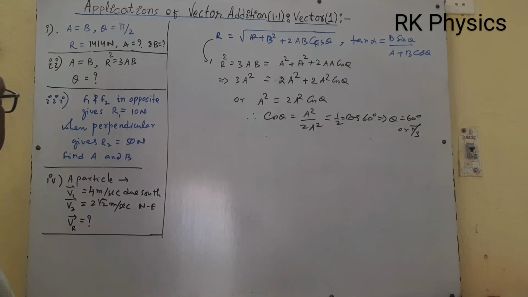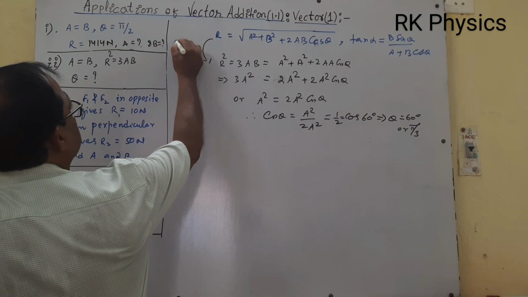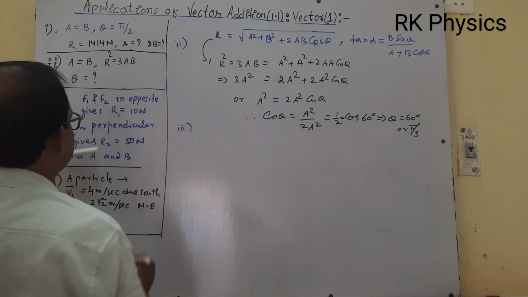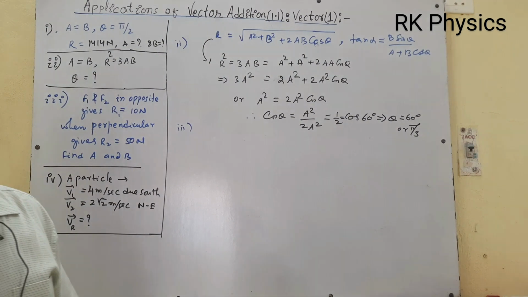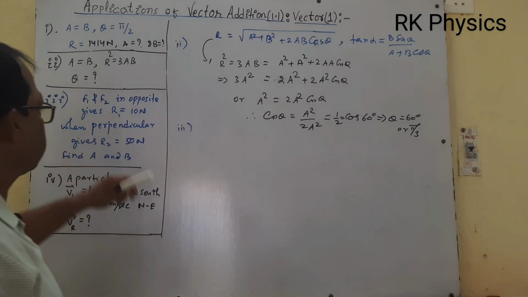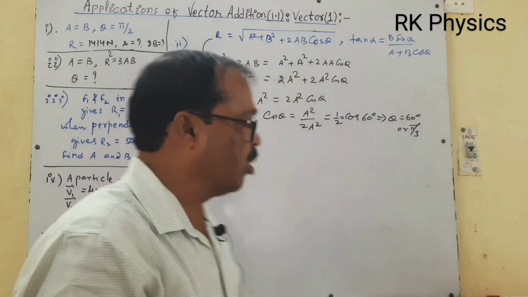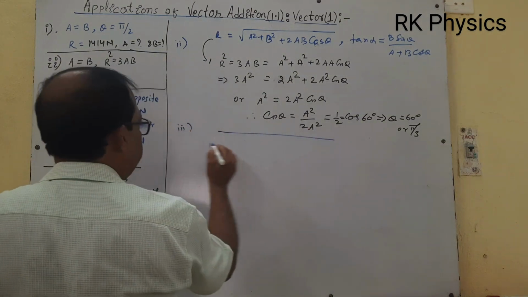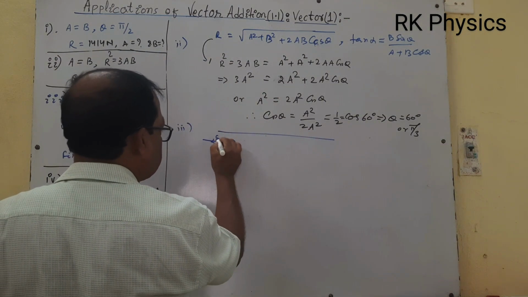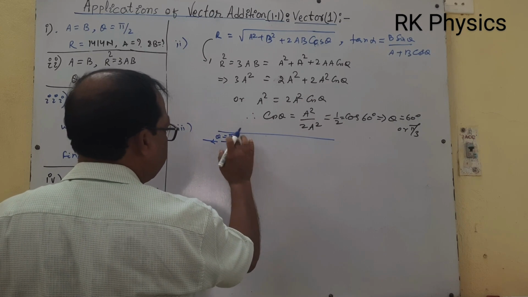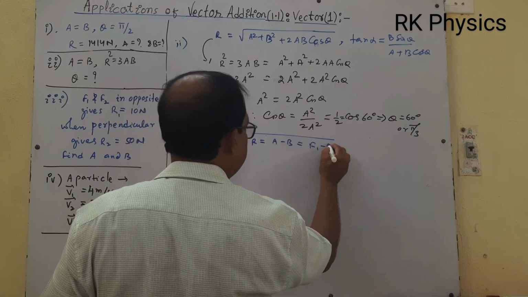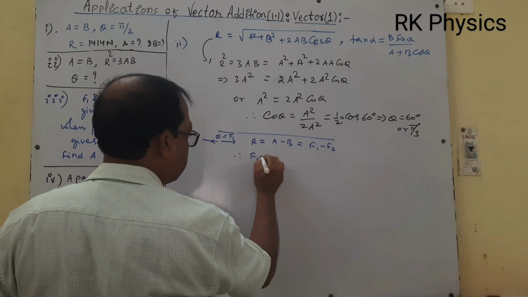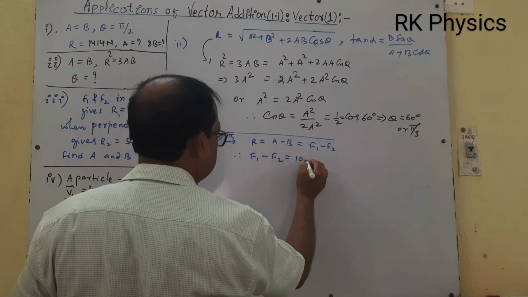Now let us come to the third part. What does the third part give? F1 and F2 are two vectors acting in opposite directions, and they give a resultant of 10 Newton. That means if the two vectors are in opposite directions, the angle is 180 degree. So our formula is A minus B, that is F1 minus F2, so F1 minus F2 is 10 Newton. This is the first condition.